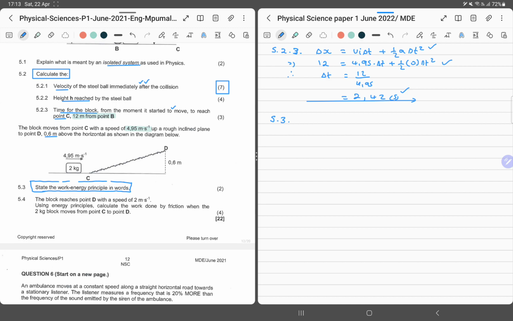Now that's something for you to go and make sure you have revised. Okay, so the work energy theorem basically states that the total work done on an object is equal to the object's change in kinetic energy.